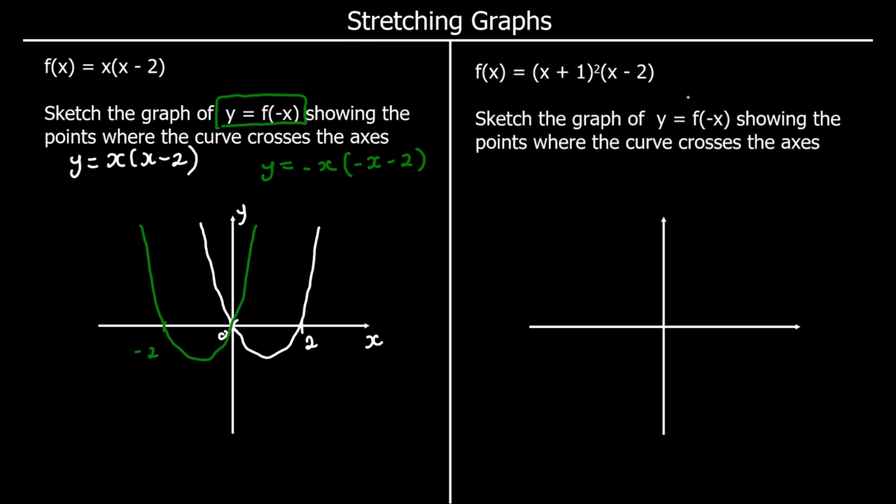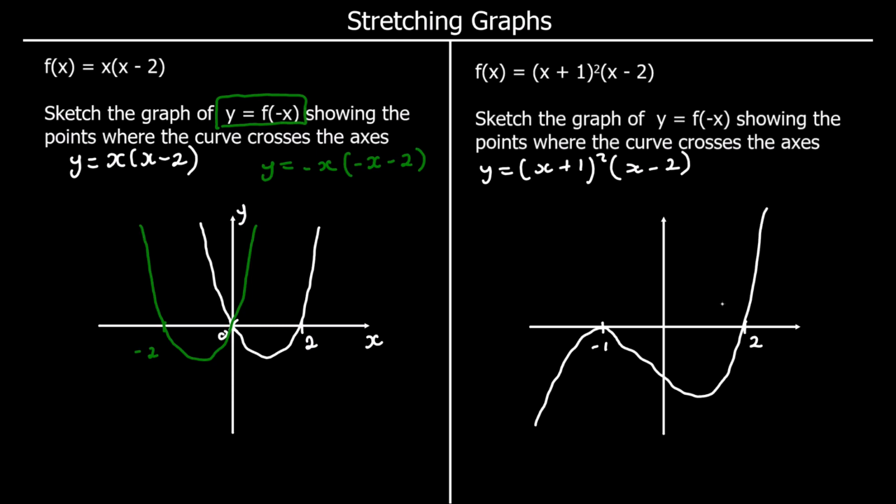So we've got a cubic this time. So our original, when y is 0, what is x? So we've got a repeated root at -1, and 2. It's a positive cubic, so it's coming from the bottom. Touches the repeated root and goes back up. And when x is 0, we're going to have 1 squared times -2. That's -2. So that's our original graph.